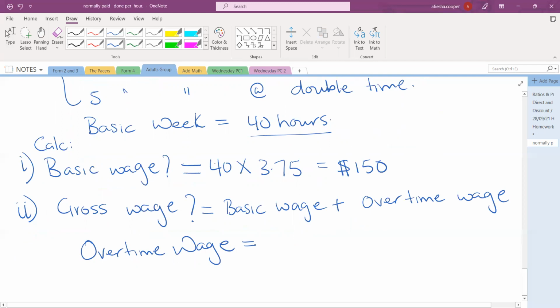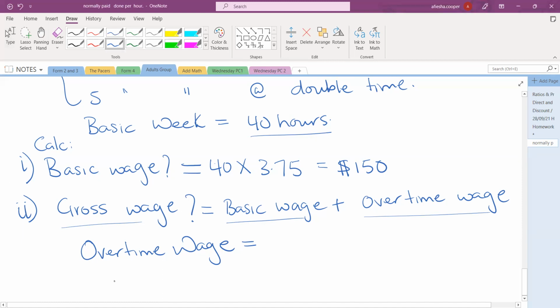No, it's just you're adding the overtime because she works overtime. Yeah, so her gross wage is generally her basic wage. But because she works overtime, we have to add the overtime to it as well. Yeah? So we have to now work out her overtime wage based on what she would have worked.